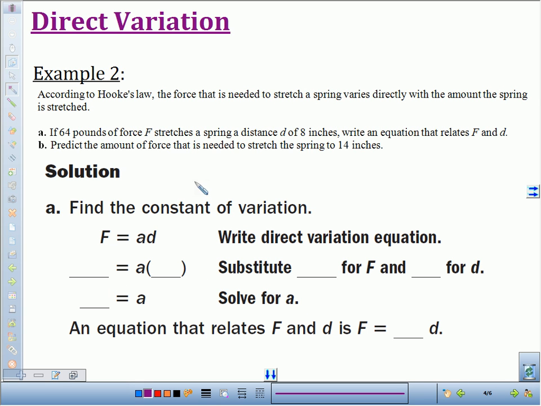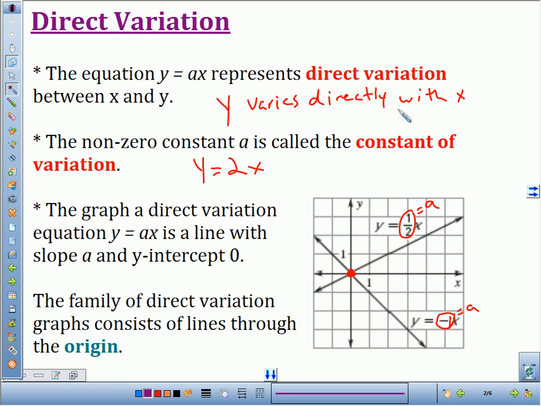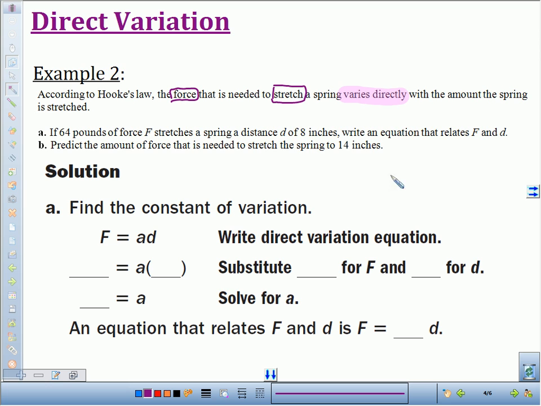All right, let's put that into practice with a word problem here. Now we're talking about Hooke's law, and according to Hooke's law, the force that is needed to stretch a spring varies directly with the amount the spring is stretched. So we have force and we have stretch. Those are the two things we're comparing. And you'll notice those magic words: it varies directly. And you remember, y varies directly with x. So, force varies directly with the stretch of a spring.